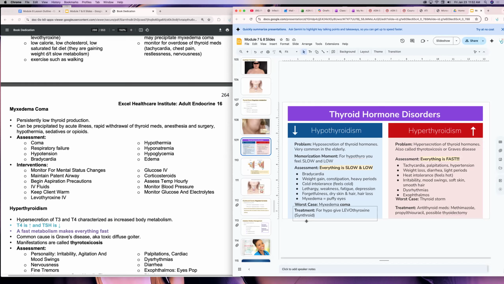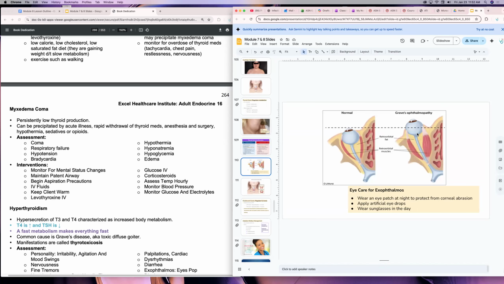Hyperthyroidism. The problem is a hypersecretion of thyroid hormones, and there are two other words for it, thyrotoxicosis and Graves' disease. With hyperthyroidism, everything is too fast. Tachycardia, palpitations, hypertension, weight loss, diarrhea, light periods, heat intolerance, irritability, they get angry quickly, mood swings, soft skin and smooth hair, dysrhythmias, and something called exophthalmos where their eyes bulge out.